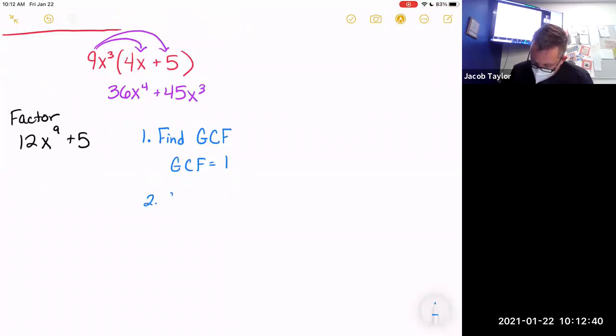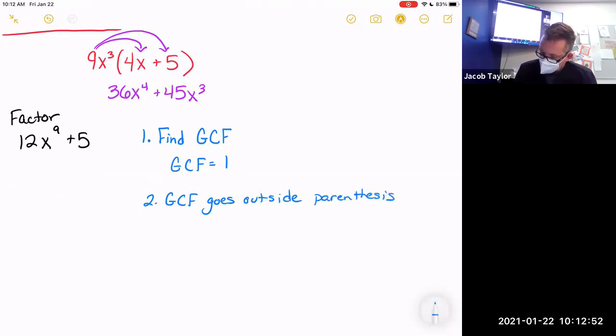The second thing is the greatest common factor goes outside the parentheses. So I'll have the 1 outside my set of parentheses. Since there were 2 terms in the problem, 12x to the 9th and 5, there will also be 2 terms in the answer, in the parentheses of the answer. So I'm going to have 2 terms separated by a plus sign.